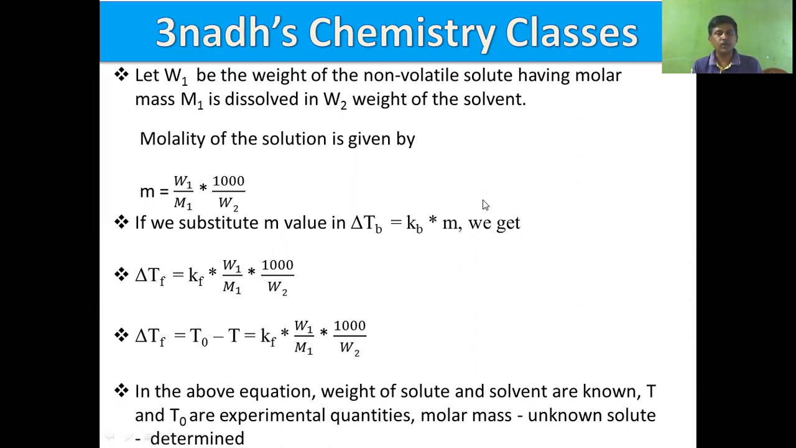In this video, we have seen two colligative properties: elevation in boiling point and depression in freezing point. Almost these two are similar. In the next video, we are going to discuss the fourth colligative property, that is osmotic pressure.